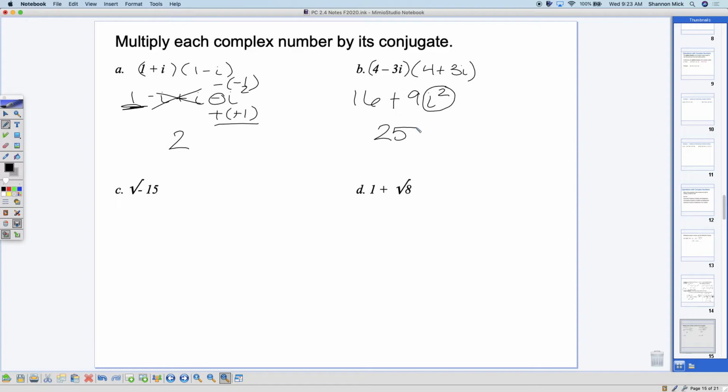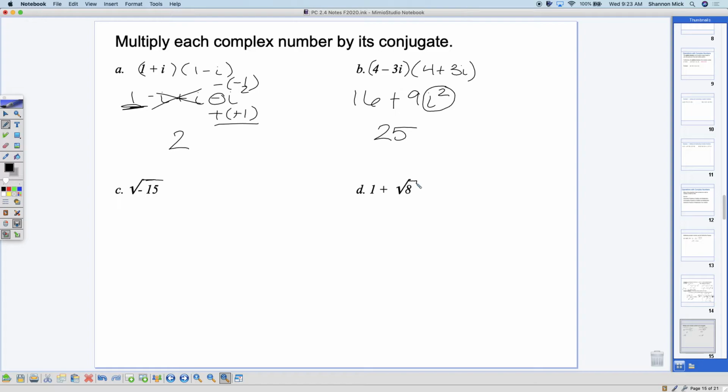So, i to the second power is always negative 1. I get 5. Okay, so I hate these square roots. I apologize. That's how the computer did them. So I have the square root of negative 15, and then that's plus 0i, yes?